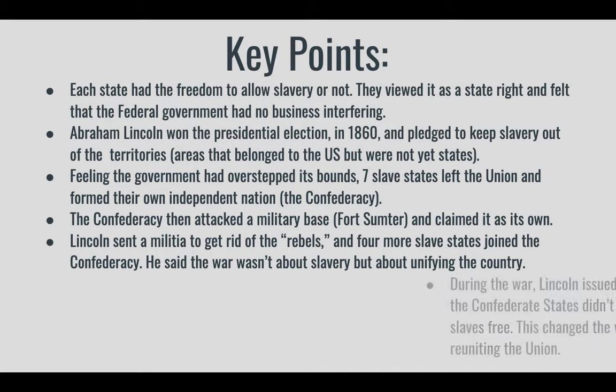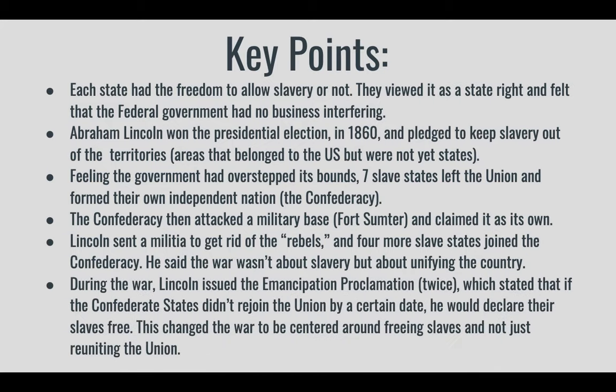again. Now, during the war, Abraham Lincoln actually was able to pave the way to end slavery and kind of change the point of the war to being about freeing slaves and not just uniting the nation. So he issued what was called the Emancipation Proclamation, and it was considered an act of war, which the president can do, and he didn't need Congress to agree with him.